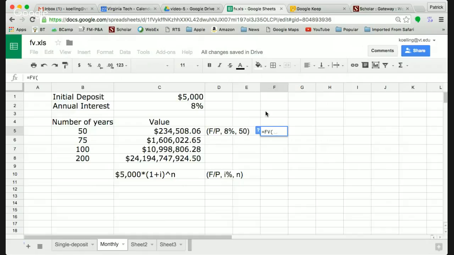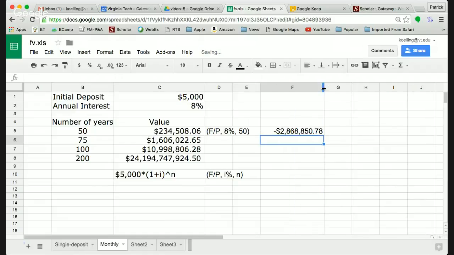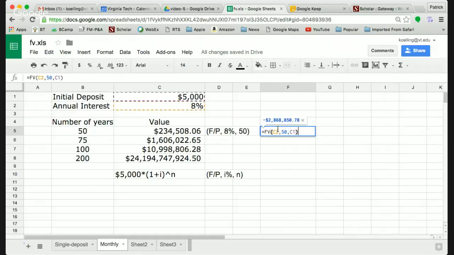And the arguments are: the first argument is the interest rate, 8%. The second argument is the number of years, 50. And the third argument is the present amount. The present amount is $5,000. And that's giving us the wrong value.